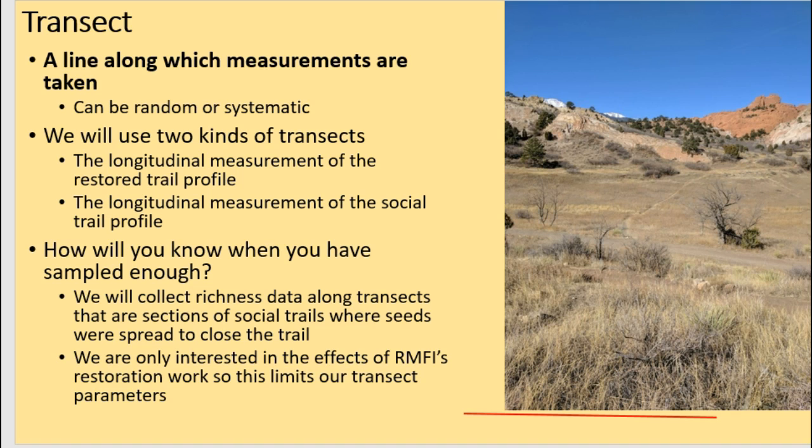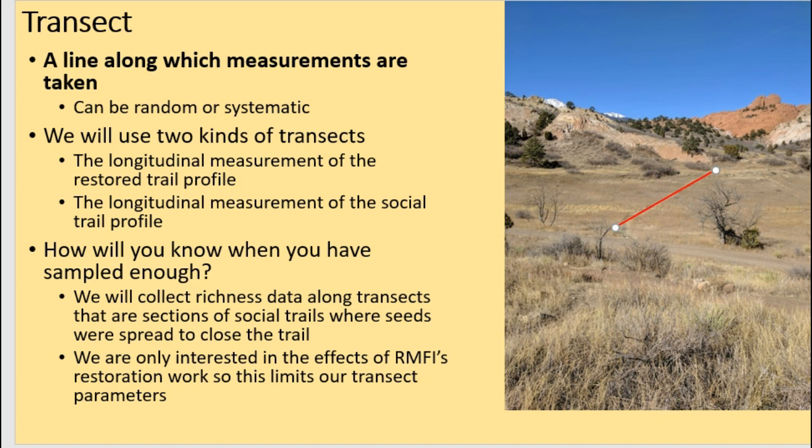How will we know when we have sampled enough? We will collect richness data along transects that are sections of social trails where seeds were spread to close the trail. We are only interested in the effects of RMFI's restoration work, so this limits our transect parameters. For example, here in this picture, we have a social trail, and our transect is going to be just as long as that social trail.